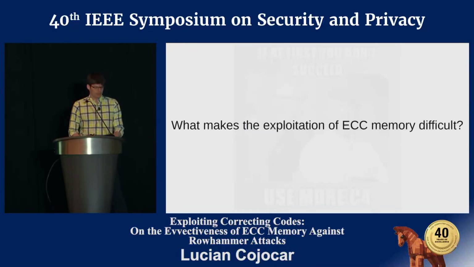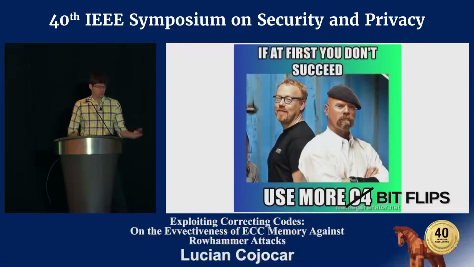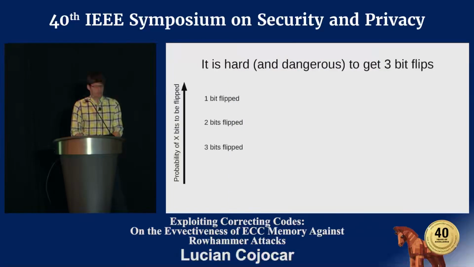Now, as I said, ECC just corrects some of the bit flips, right? But so what makes the exploitation of ECC memory so difficult in practice? We just need more bit flips. That should be the strategy, right? Well, it turns out that more bit flips make life harder for us, and also it could be dangerous to get too many bit flips at some point. In short, the odds are against us.